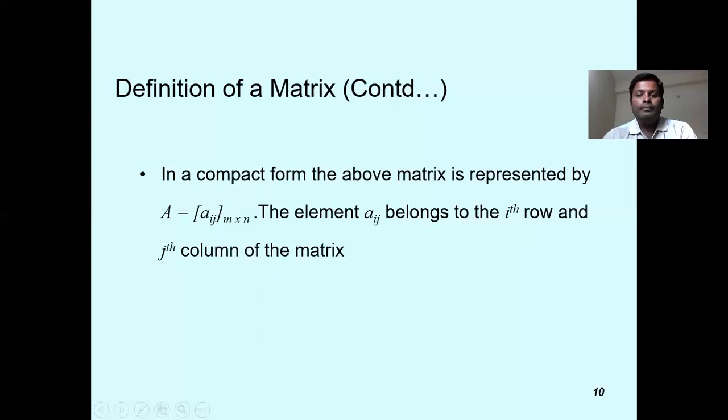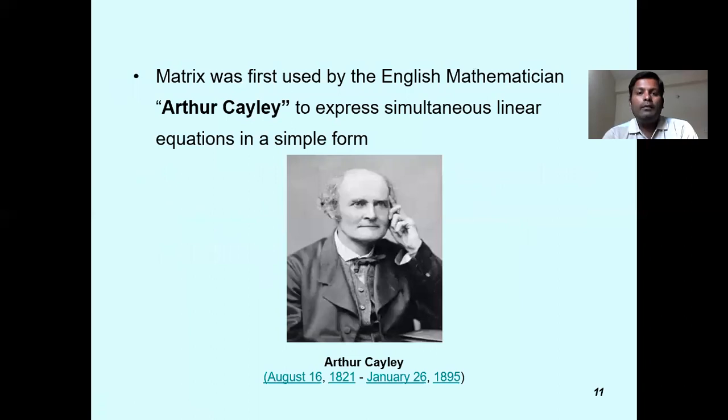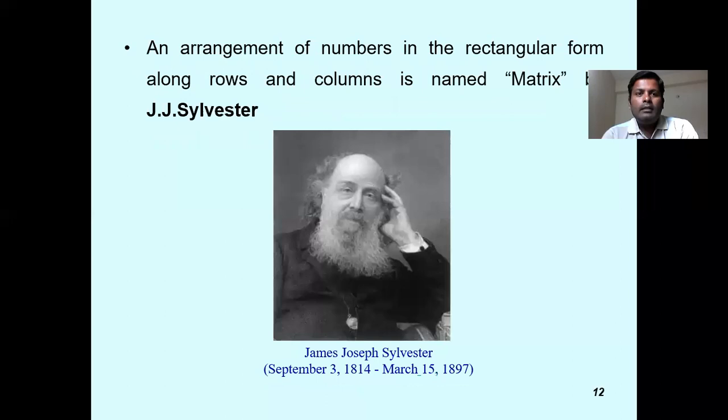Now we see the definitions given by authors. Arthur Cayley says the matrix was first used by the English mathematician Arthur Cayley to express simultaneous linear equations in a simple form. James Joseph Sylvester says an arrangement of numbers in rectangular form along rows and columns is named a matrix.